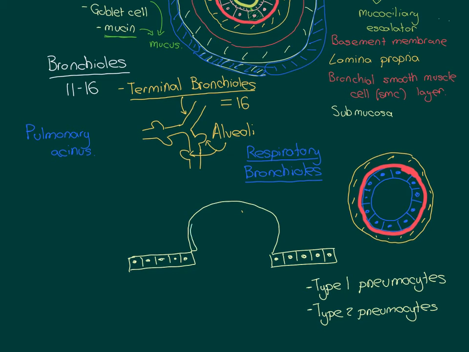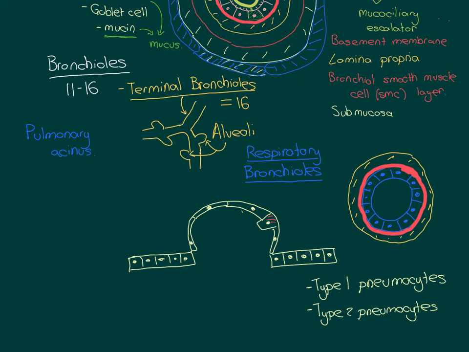So here, this is representing a type 1 pneumocyte, or a type 1 alveolar epithelial cell. Here's another type 1 alveolar epithelial cell. There's another type 1 alveolar epithelial cell. I suppose I should put in a type 2 one. So there's a type 2 one. And there is another type 1. Okay, so let me just colour these in.